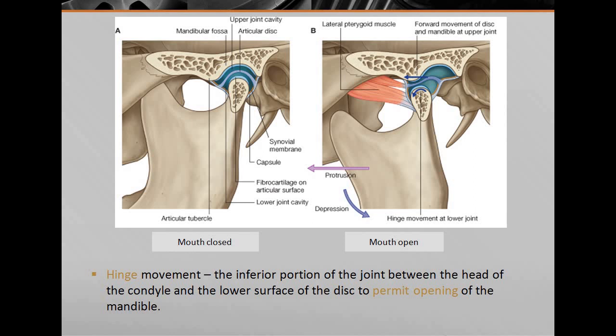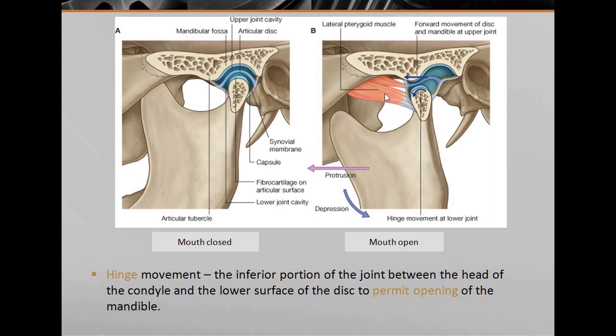So that happens. Whenever the mouth is closed, this is the head of mandible, this is the articular disc that you can see, and this is the mandibular fossa. Head of mandible, articular disc and mandibular fossa.